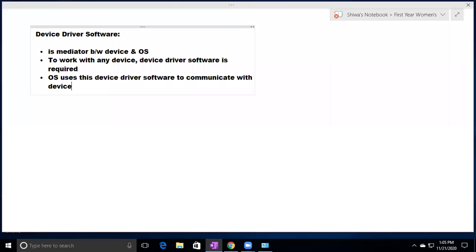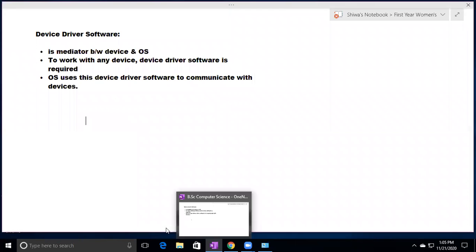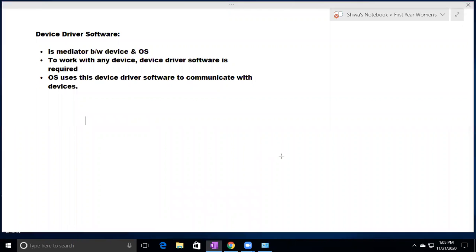Now see, I am typing data. That is displaying the data on the monitor. So here keyboard drivers are there in my computer. That's why the operating system is communicating with this keyboard. With the help of the mouse, I'm drawing the rectangle and the circle. To work with the mouse, drivers are required. So the operating system is using mouse drivers to communicate with the mouse, and keyboard drivers to communicate with the keyboard.